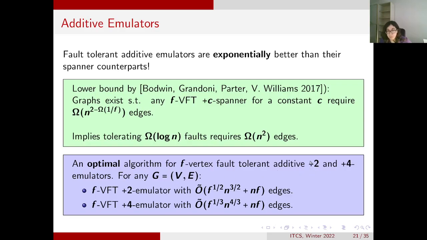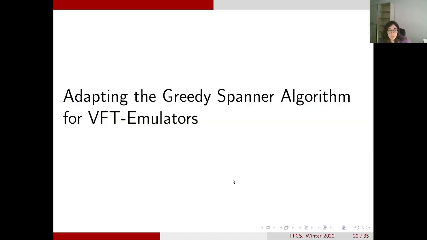But in the context of fault-tolerant emulators, we show that we can get optimal algorithms for +2 and +4 emulators that are exponentially better with respect to this dependence on F. You see the bounds here, and the algorithms are pretty simple, but the important takeaway is the message that we can do things for fault-tolerant emulators that we can't for spanners. Okay, so let's move on to algorithms next.